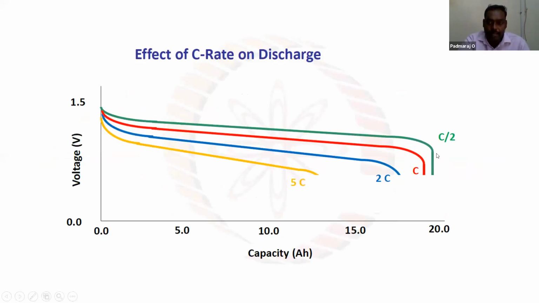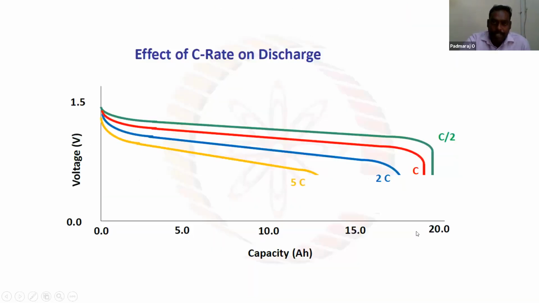See here, that is C/2, C, 2C and 5C. C/10 means 0.1 C rate. One C means charging and discharging within 1 hour. Suppose C/10 means charging and discharging within 10 hours, so I am giving sufficient time for charging and discharging. See here, C/10 has a longer time and lower current, so the maximum capacity is delivered.